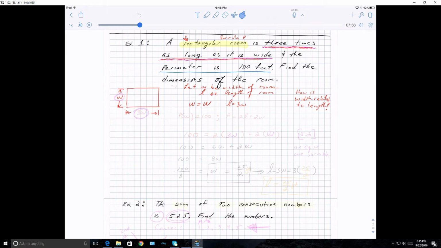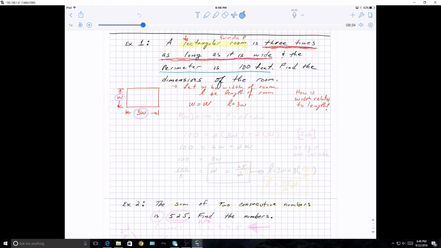So what I did then was I went down here and I defined the variables. I said let W be the width of the room and let L be the length of the room. Which means that by the reflexive property, W is W, or the width is the width, and the length, because of this statement right here, is equal to 3W, because the length is 3 times the width. So we can now put this number here as 3W.